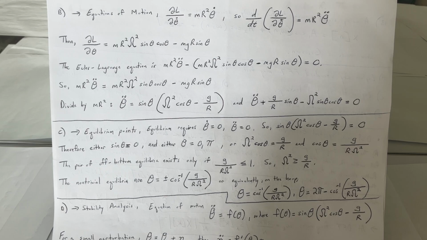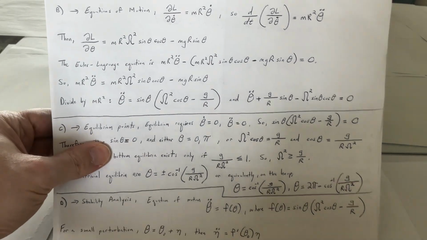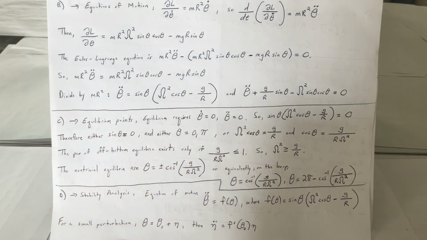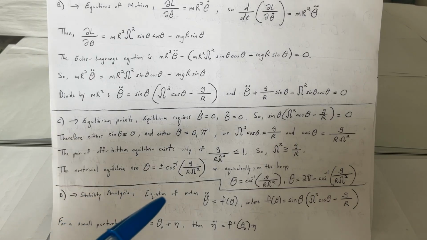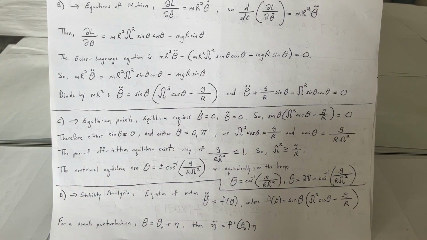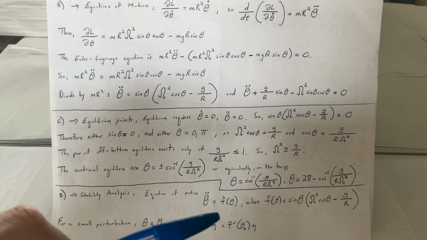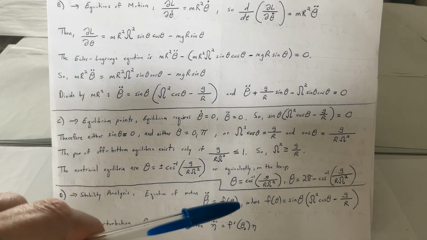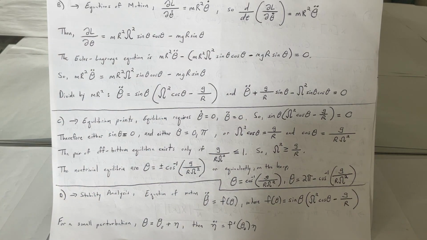Okay, so that's part C, and now for part D we go into the stability analysis. The equation of motion is theta double dot equals f of theta, where f of theta equals sine theta times the quantity omega squared cosine theta minus g over r. So for a small perturbation, theta equals theta naught plus eta, then eta double dot equals f prime of theta naught times eta.